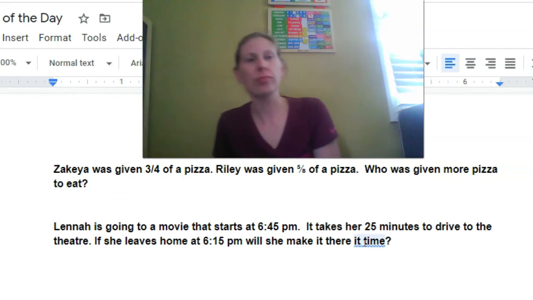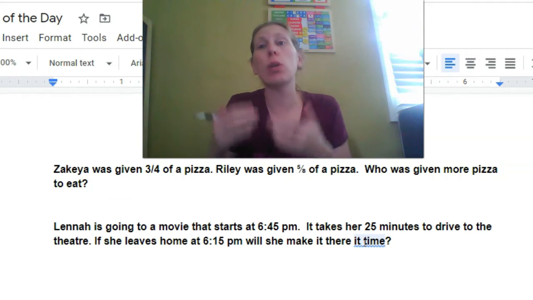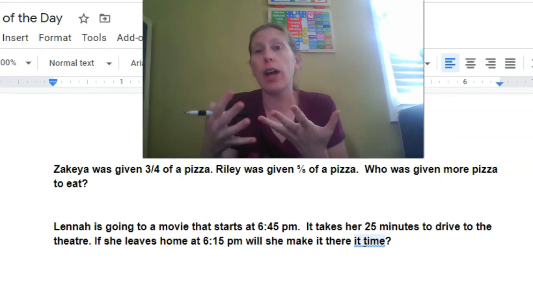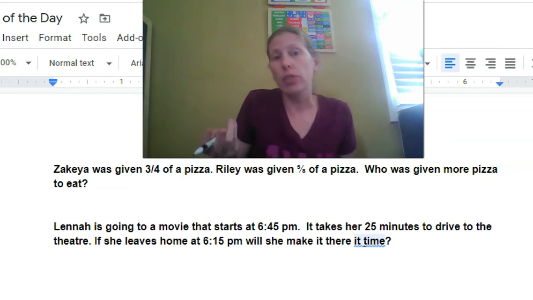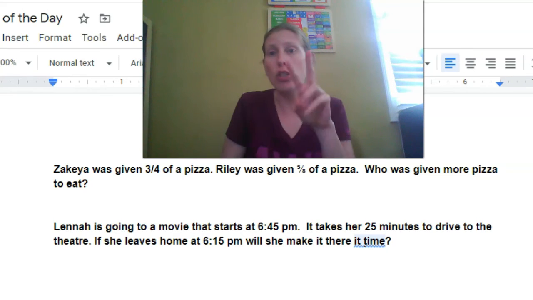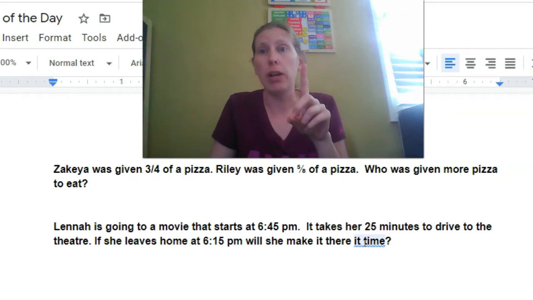Okay. Let's go over the first problem. So for the first problem, what we're doing is we're comparing fractions. We're trying to see which is greater, 3/4 or 5/8. There's a couple different ways you could do this, and I'm actually going to show you two strategies today. The first strategy is one we're familiar with. We're going to compare by drawing fraction bars.